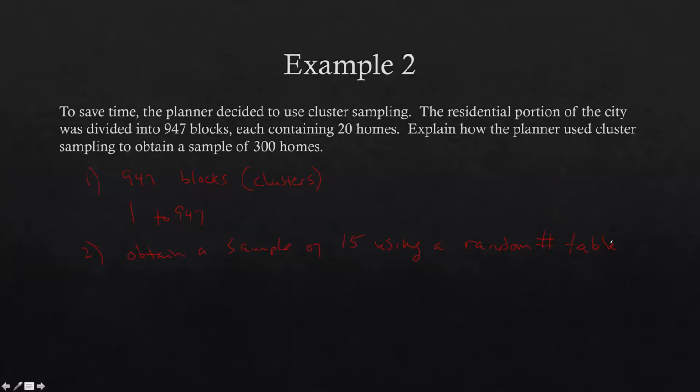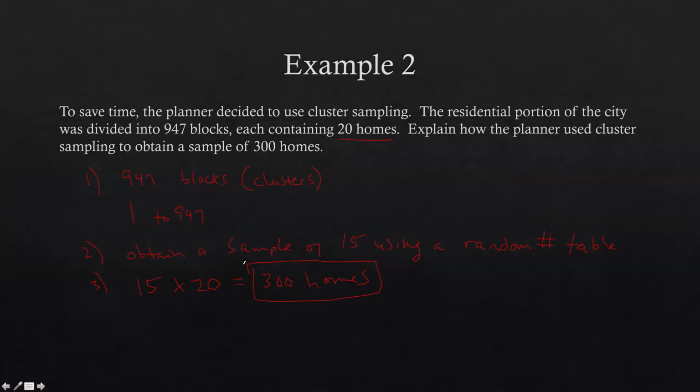So we have 20 homes per block. So we have 15 samples that we would get from the random number table times 20 homes per block, which was given in the problem here. So that would be 300 homes. So that would be how you would determine your sample of 300 homes.